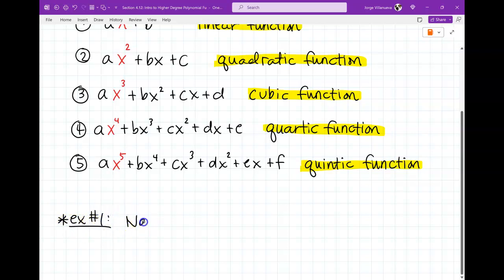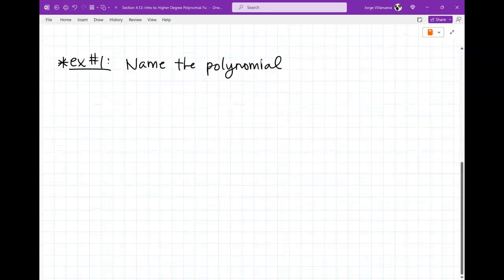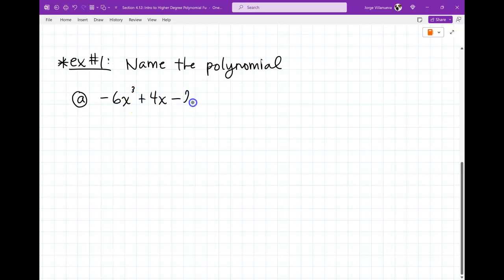I'm going to put name the polynomial. All right, so you guys have your notes in front of you. I'm going to kind of move the notes I put up. But name the polynomial. Here's 2 of them, okay? If I put negative 6x to the third plus 4x minus 2, and then the next one we'll do, try to make it like a trick problem here.